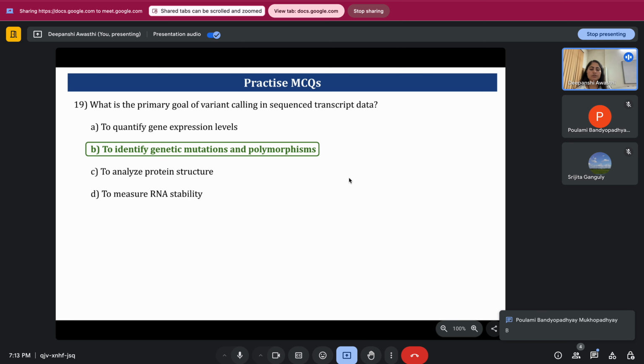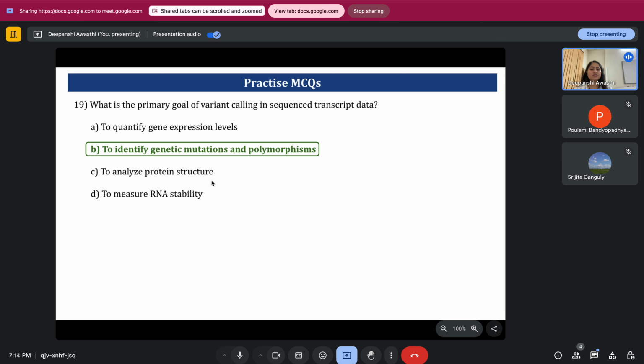Okay, so both of you are right. It is generally used to identify genetic mutations and polymorphisms, because it does not tell about gene expression levels. By looking simply at the variant, you cannot quantify gene expression levels. For that, you require experimental evidence. So this option is not true. This is also not the primary goal at all. To identify genetic mutation and polymorphism, yes, it's the right option.